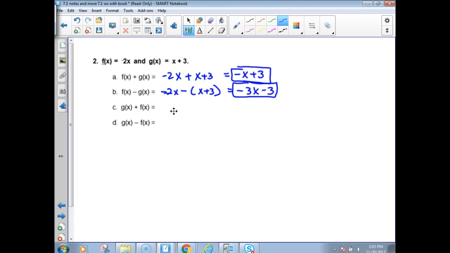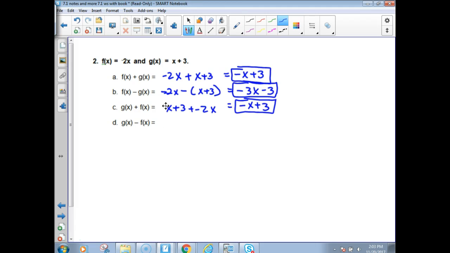G of x plus f of x. I'm adding again, except I'm starting with the g function, then I'm adding on the f function. That should come out the same as it did when we did f of x plus g of x, and it does. Negative x plus 3. Okay? No question.